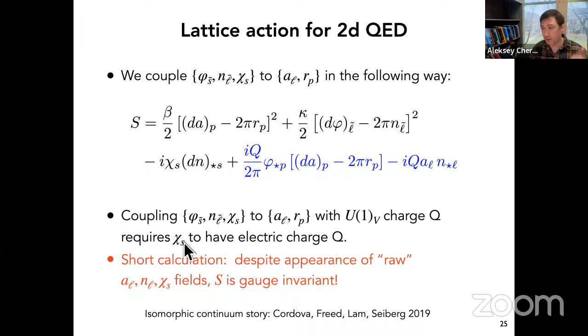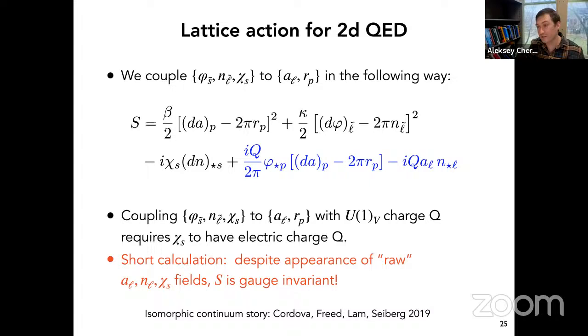Now, if you look at this action, the top line contains terms that are manifestly invariant under all of the gauge redundancies in our model and all of the symmetries. The bottom three terms individually look very bad because, for example, there's a direct A that's just appearing by itself in this last term, and there's an n that's appearing by itself in this last term, and so on. And chi now carries gauge charge, but it's also appearing by itself. So this looks bad, but actually the coefficients are chosen in such a way that the whole thing together is fully invariant under all of the gauge transformations.